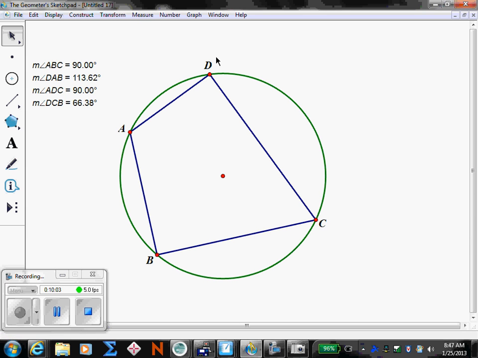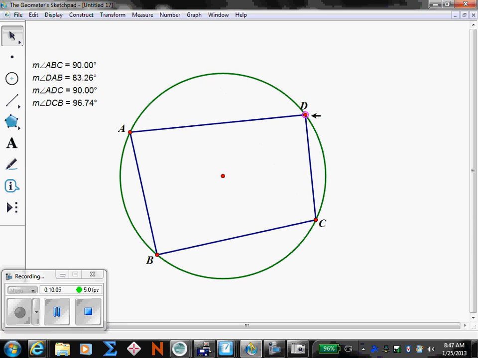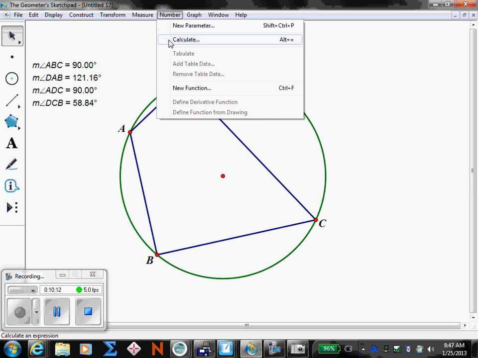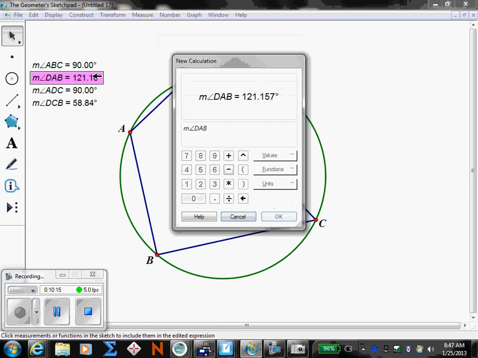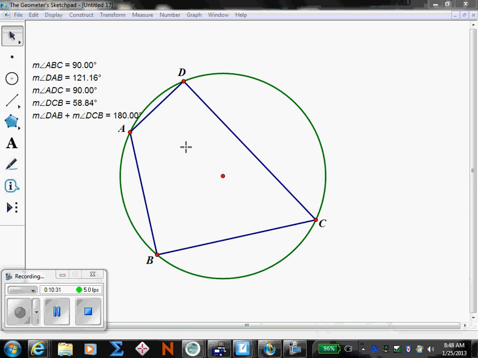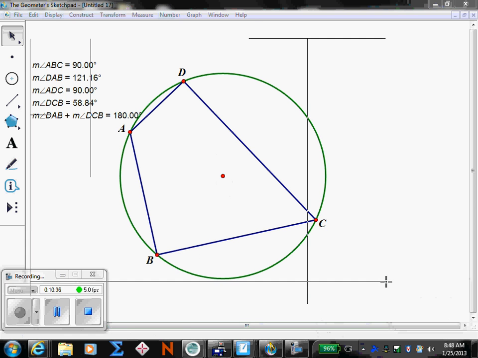Now we already know that these two are 90 and will remain 90 because of the way we constructed it. But if we look at our calculator, we can see that if we take angle A and add to it the angle across from angle A, which is angle C, they are indeed supplementary. So the opposite angles of a cyclic quadrilateral are supplements of one another.